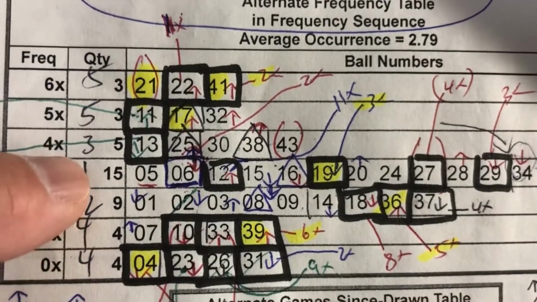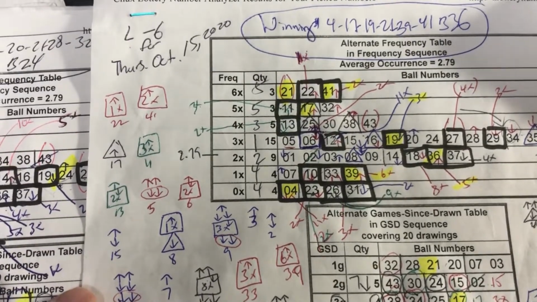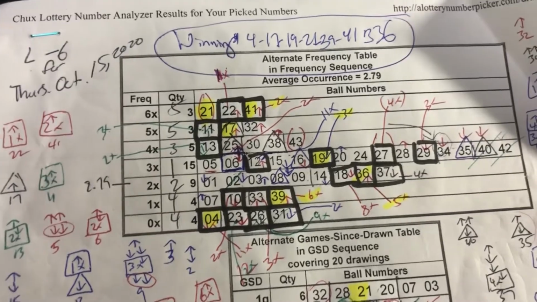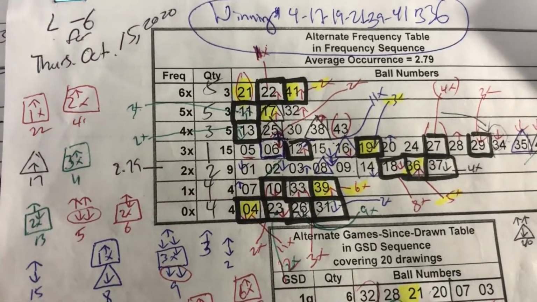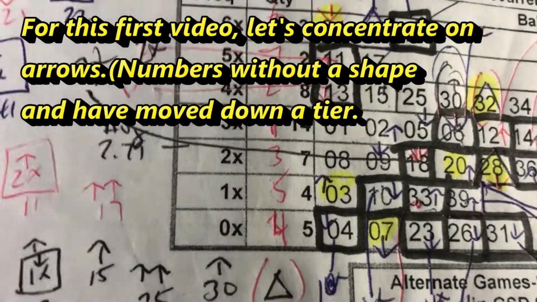These are tiers. Tiers are levels, T-I-E-R-S. This is quite complicated to explain. It's my first attempt to explain this. Here you see a series of arrows, triangles, and squares. Okay, let's look at arrows going down.